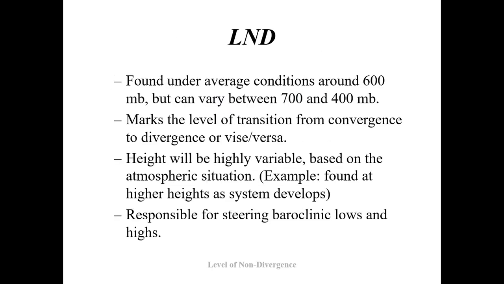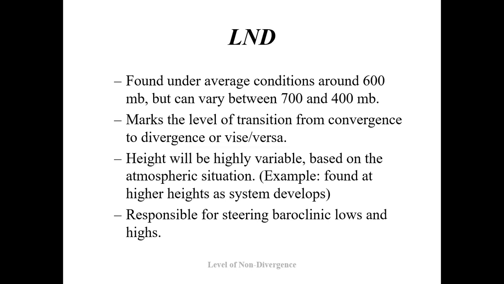Few facts about the L and D. It's found under average conditions, as I mentioned, in the middle portions of the atmosphere, around 600 millibars, but can vary between 700 and 400 millibars. 700 millibars is about 10,000 feet above the ground level. 500 millibars is 18,000 feet. So if it's 600 millibars, I'm looking at somewhere around 13 to 14,000 feet above the ground, where you're going to find that level of non-divergence typically.